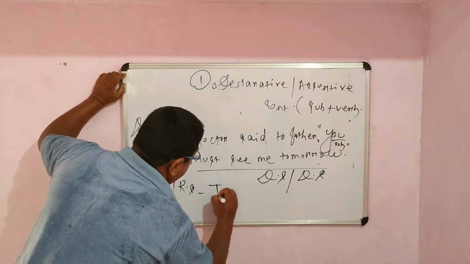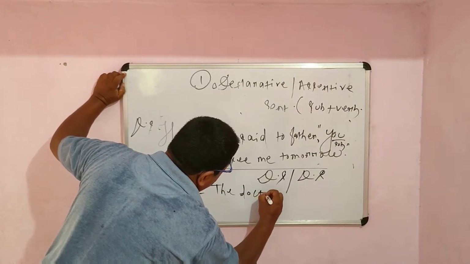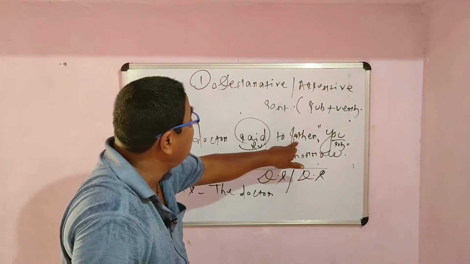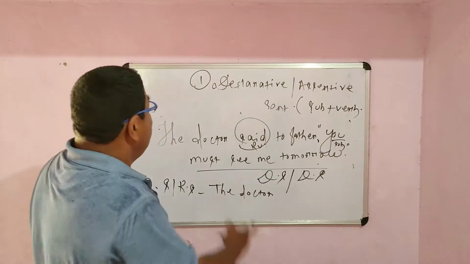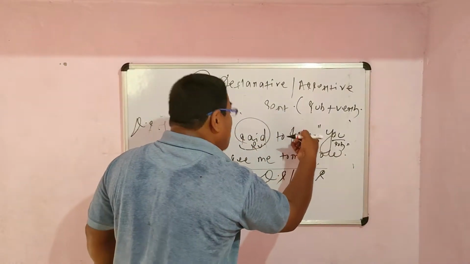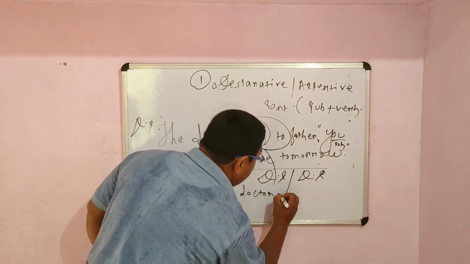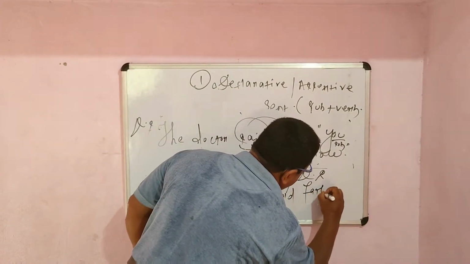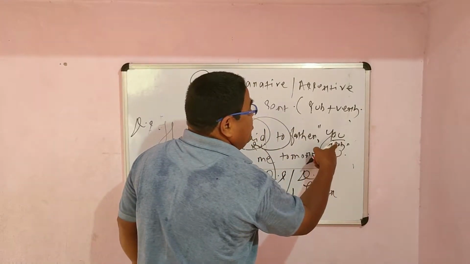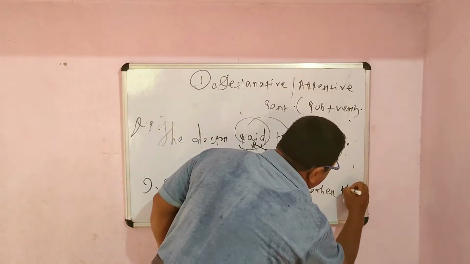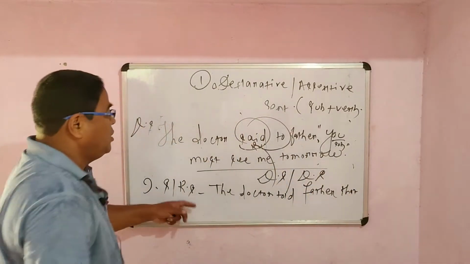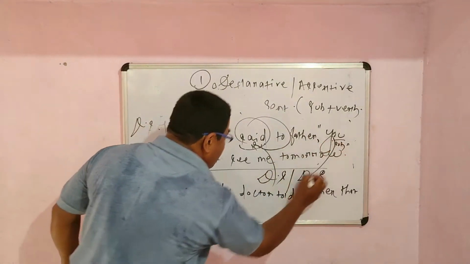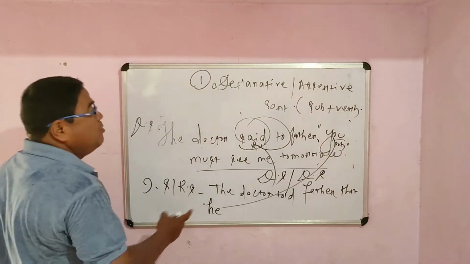How can we change it? The doctor, number one. Here the reporting verb is said. Somebody says to somebody else. If someone says something to somebody, this said to is changed into told. That means the doctor told father. As usual, this declarative pattern begins with the subject you, so you can use the conjunction that. The doctor told father that. Then you means father, so you is changed into he, meaning father.